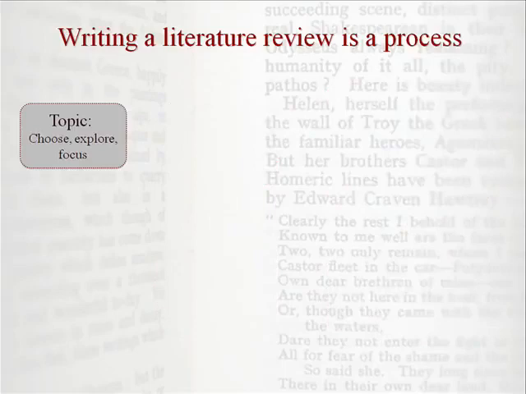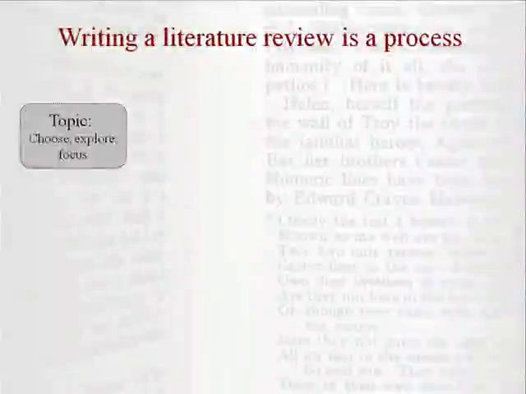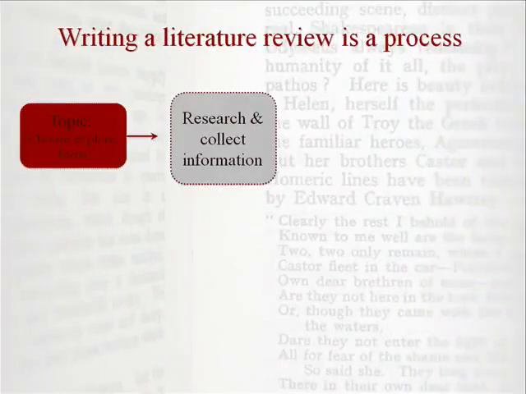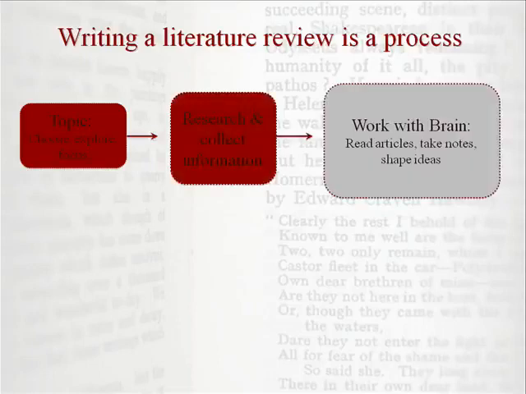Your first step involves choosing, exploring, and focusing your topic. At this stage, you might discover that you need to tweak your topic or the scope of your research as you learn more about the topic in the literature. Then, of course, you'll need to do some research, using article databases, the library catalog, Google Scholar, and other sources to find scholarly information. All along, you'll be using your brain.